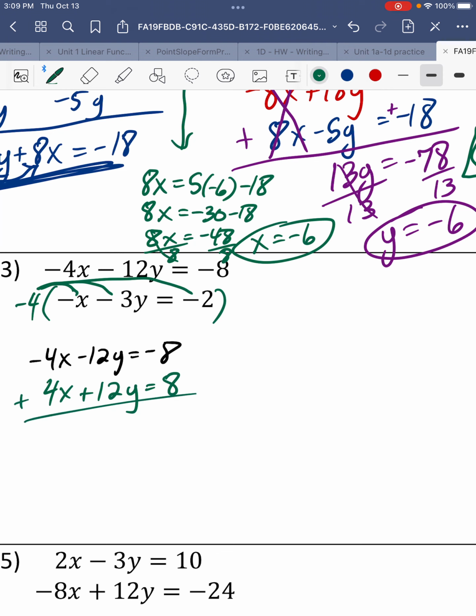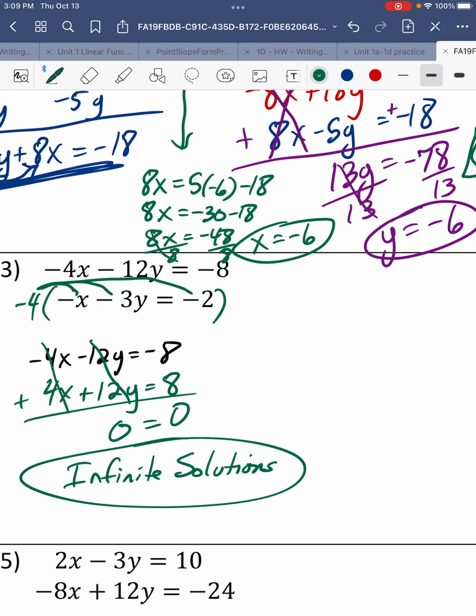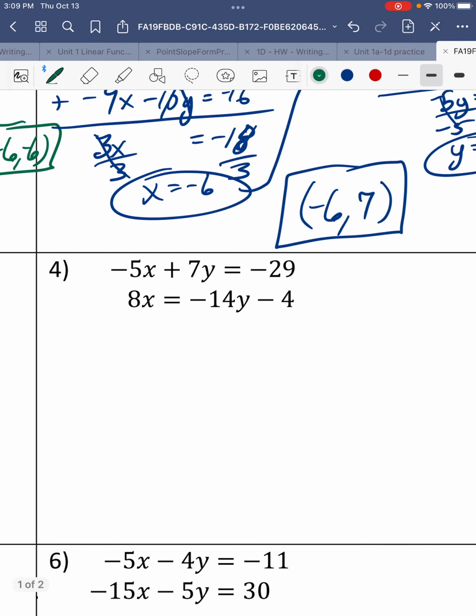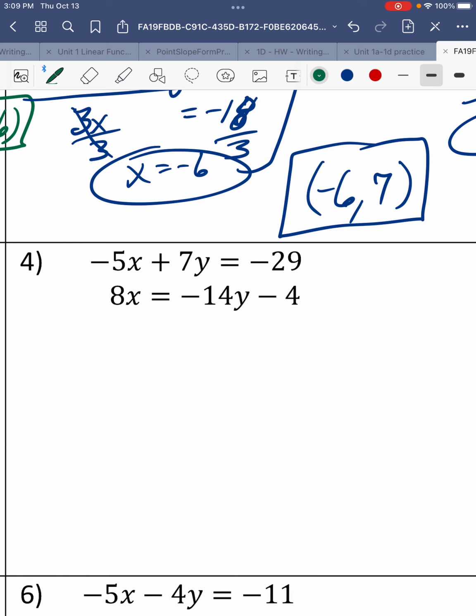Let's add vertically. Negative 4x plus 4x is 0. Negative 12y plus 12y is 0. And negative 8 plus 8 is 0. Does 0 equal 0? Yeah, it does. Always does. So that's infinite solutions. Zero does equal 0. The variables all went away.